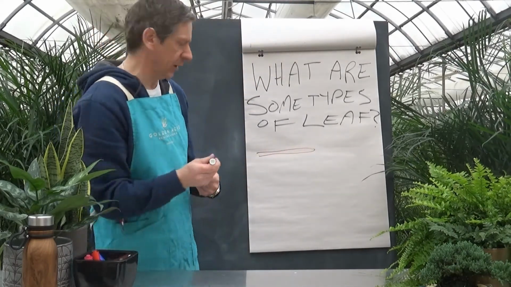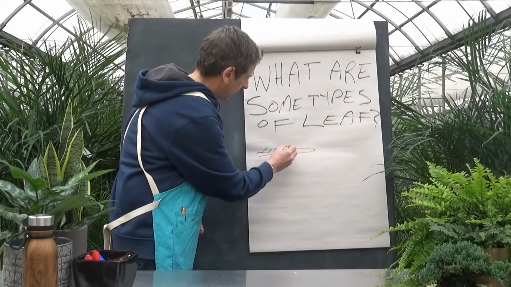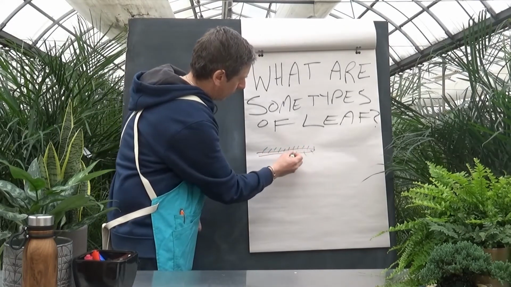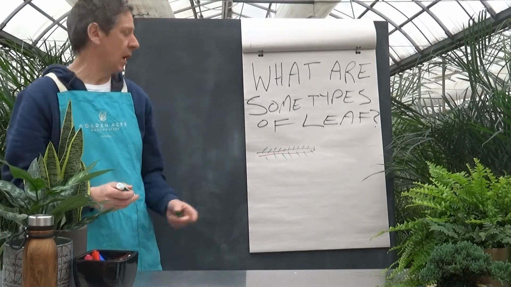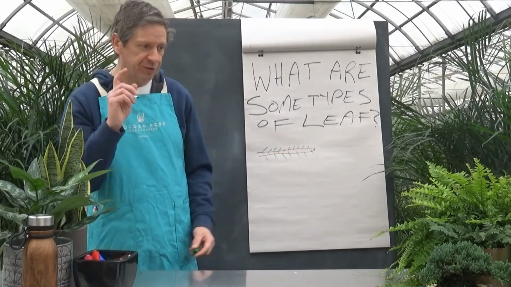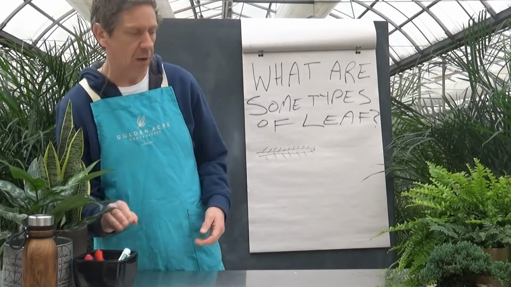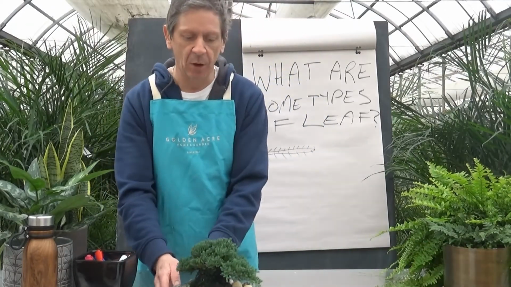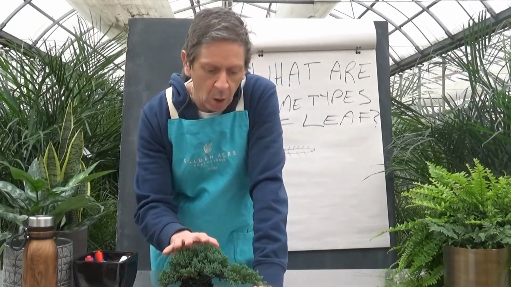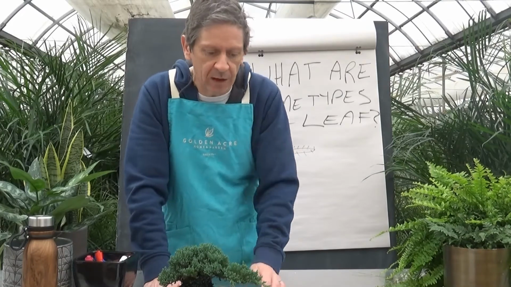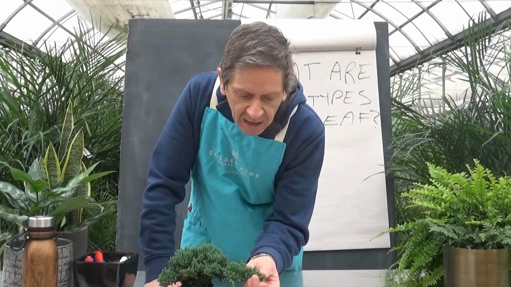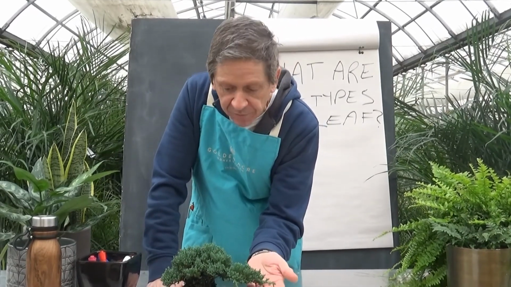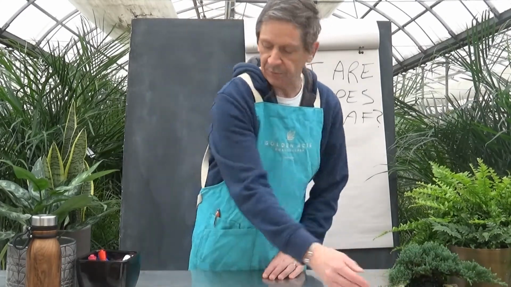How many of you put up a tree at Christmas? You got your pine tree or your spruce tree. Any of those evergreen trees, those tiny needles are a leaf. Here's a bonsai. This is a juniper. A lot of people have junipers in Calgary, and every one of those tiny sharp needles is a leaf. So that's a type of leaf.